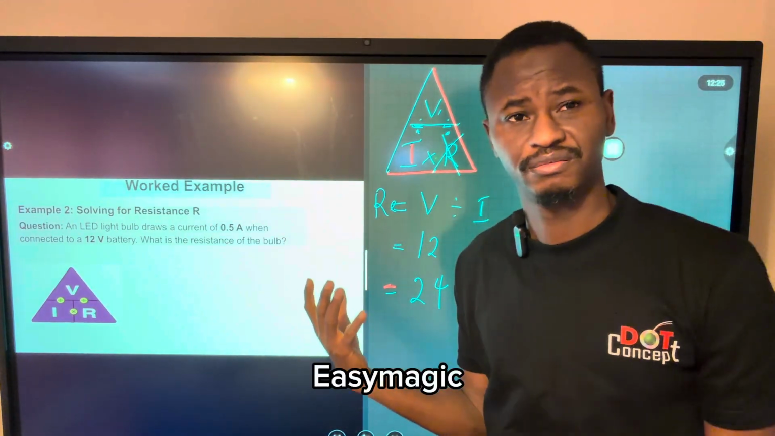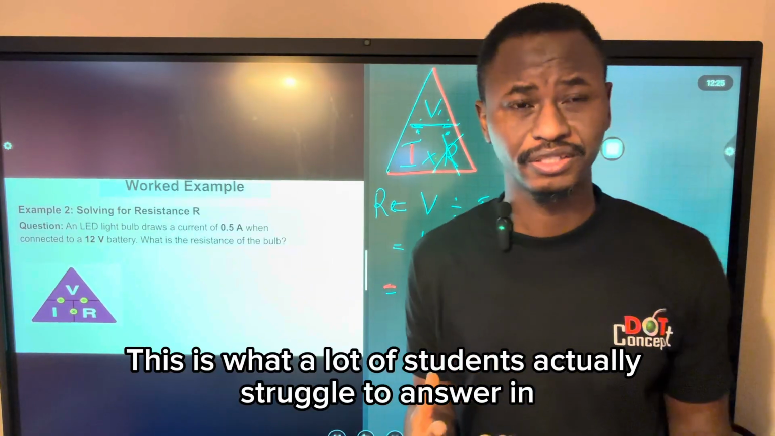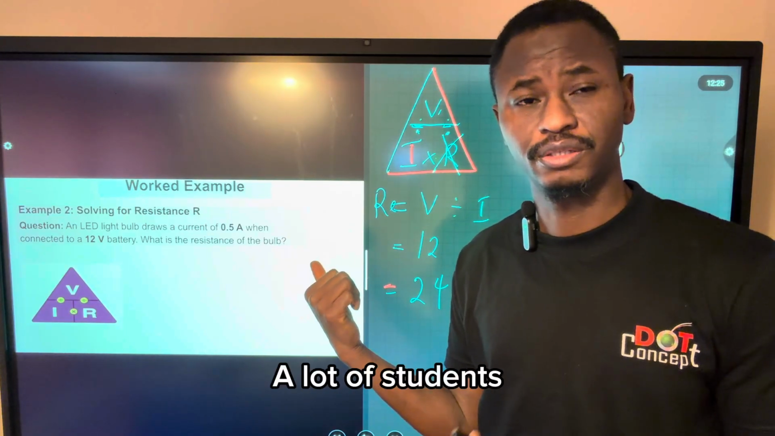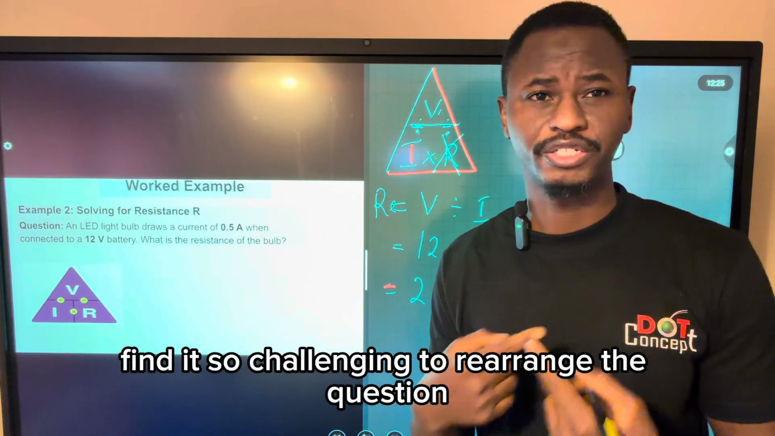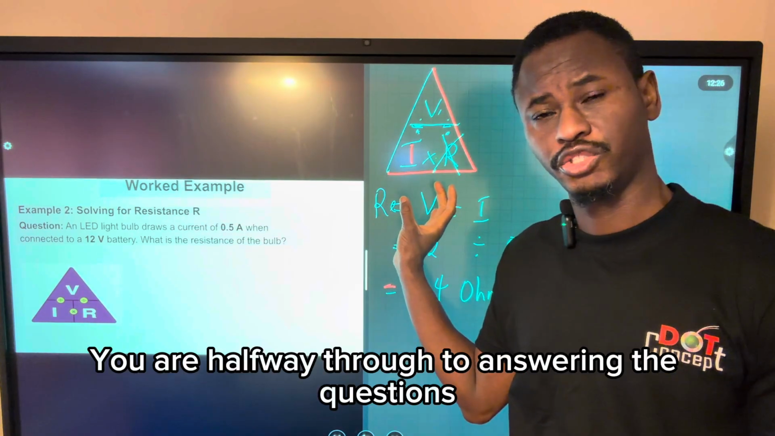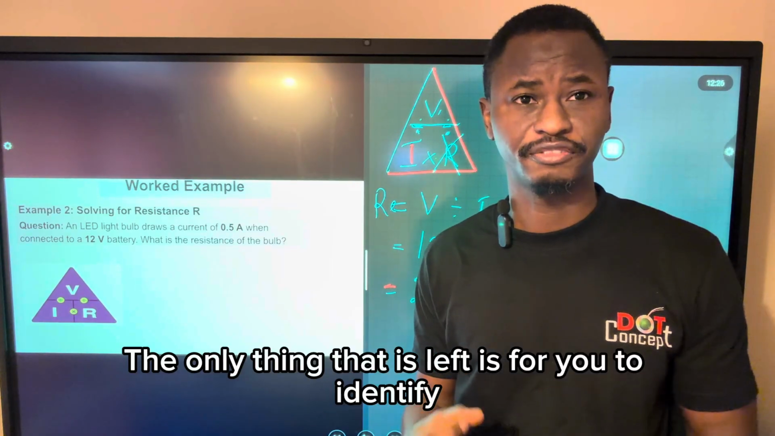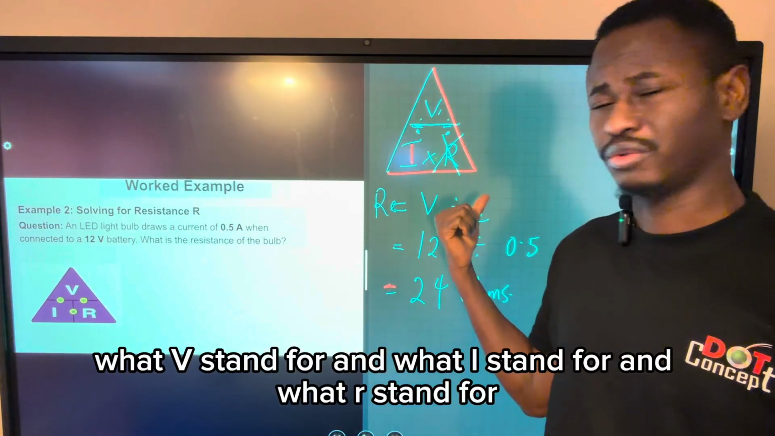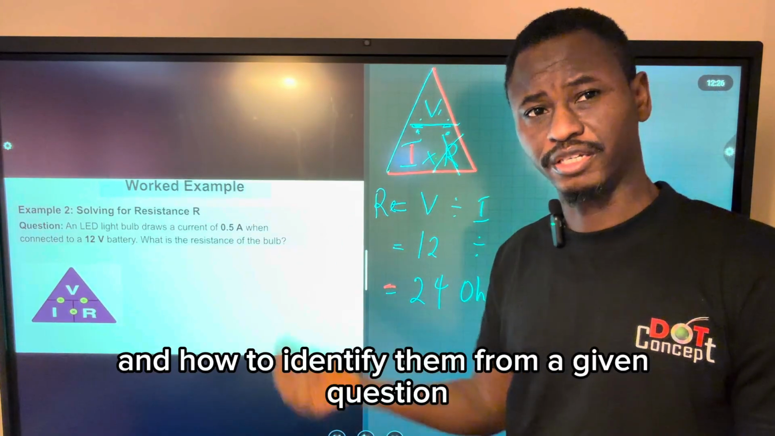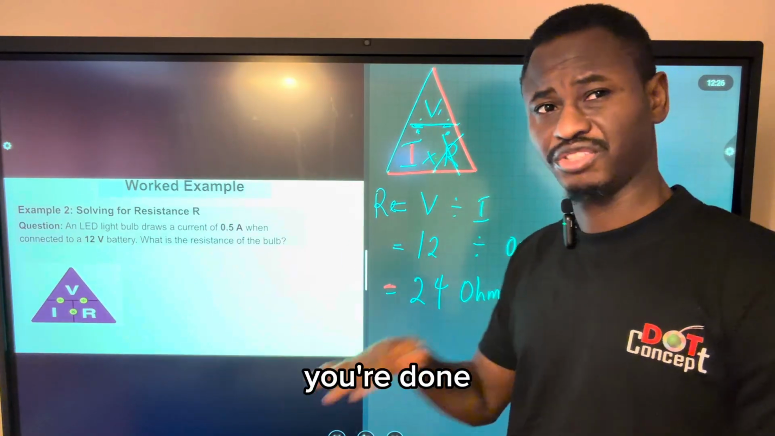Easy, magic. This is what a lot of students actually struggle to answer on simple electric circuits. A lot of students find it so challenging to rearrange the equation. But I can bet you, if you know how to use the equation triangle properly, you are halfway through to answering the questions. The only thing left is for you to identify what V stands for, what I stands for, and what R stands for, and how to identify them from a given question. Once you're able to identify these parameters, you're done.